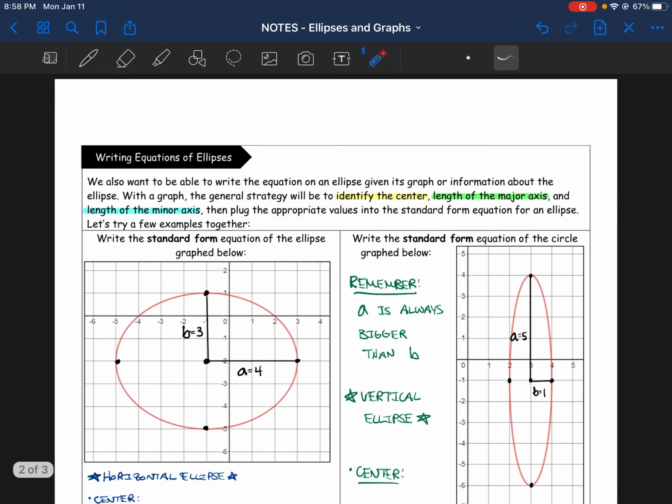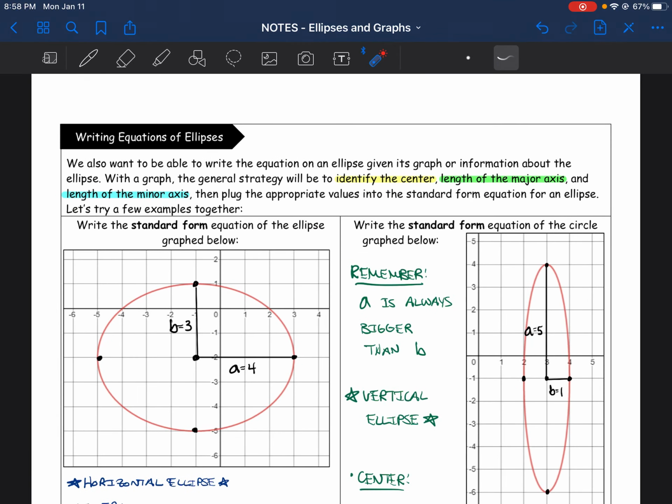Now let's kind of work in the opposite direction. We want to see, if we're given a graph of an ellipse, can we generate the equation? And the general strategy is going to be to identify the center, find the length of the major axis, or really find half the length of the major axis, which is A, and find the length of the minor axis, or half the length of the minor axis, which will give us B. Then plug those appropriate values into the standard form equation for an ellipse.